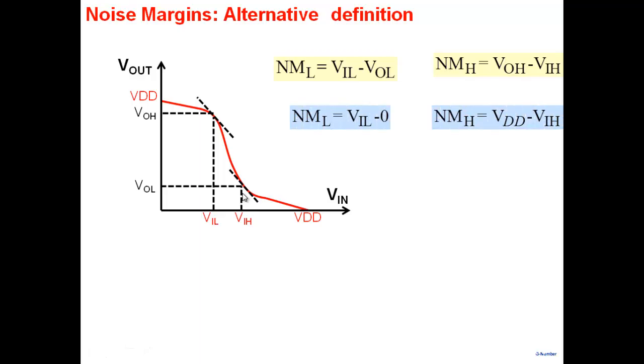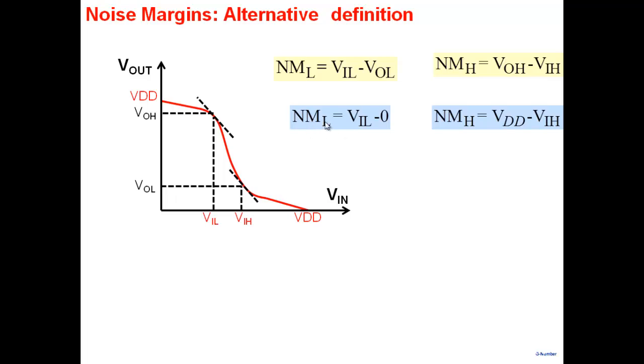There's one other complication. Many books define things differently. So this is VIL minus VOL, and NMH is VOH minus VIH. Many books will do what? They'll define NML as VIL minus 0 and NMH as VDD minus VIH. These are the proper definitions, by the way. Note, these are the right definitions of VIL, VOL, VOH, VIH, and this is how you find them out. But in many books, and to some extent we'll also be doing it, it's a matter of convention, if a lot of people are doing it.